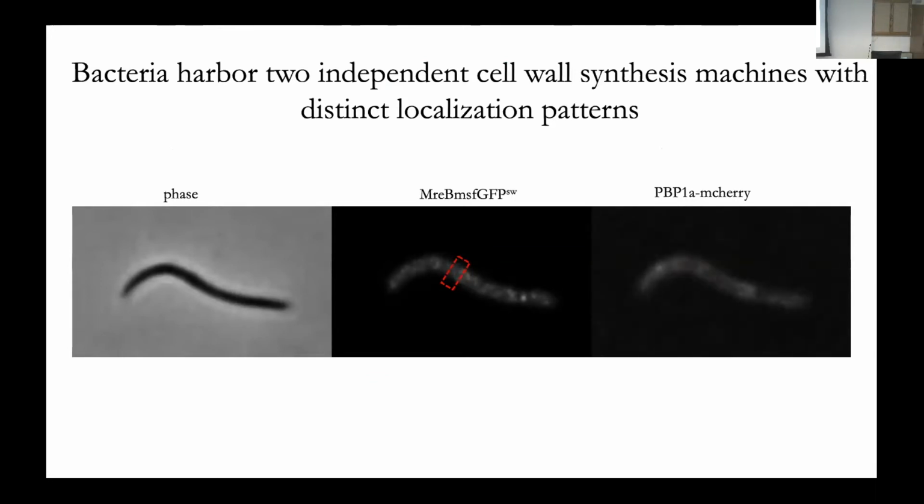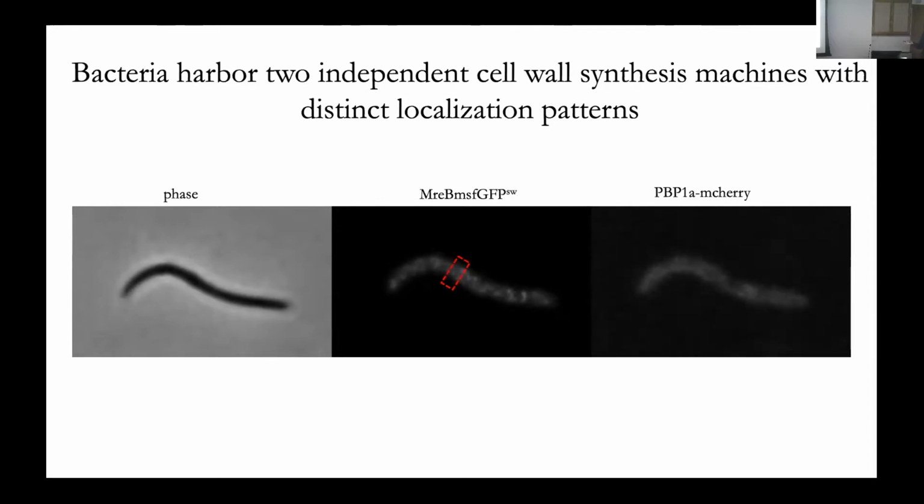One hint towards what they're doing is, if you look at their localization, I hope you can see that. Maybe you can. So this is just a short time lapse of cells that express labeled components of these different complexes. If you look at MreB-msfGFP, which is a member of the Rod complex, you can see how it assembles into these foci that slowly rotate around the cell.